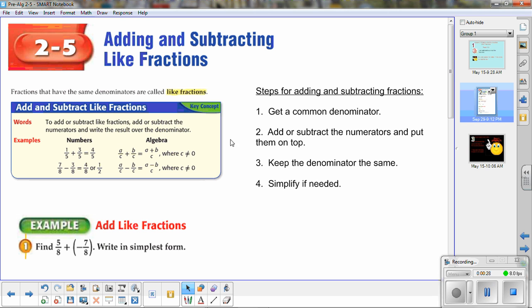Over here on the right, I have the steps for adding and subtracting fractions. The first step we're not going to have to do in this lesson. The first step is to get a common denominator. All of the fractions you'll be adding and subtracting in this lesson will already have a common denominator. The second step is to add or subtract the numerators and put them on top. And then the third step is to keep the denominator the same. And the last step is to simplify if needed.